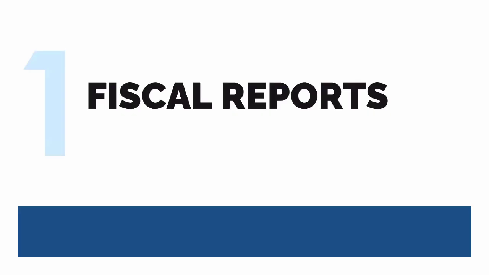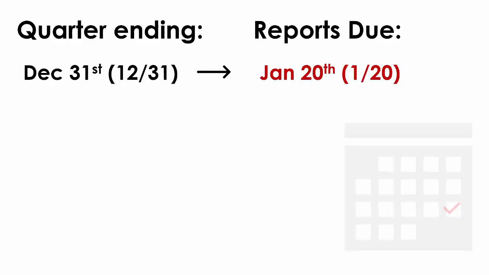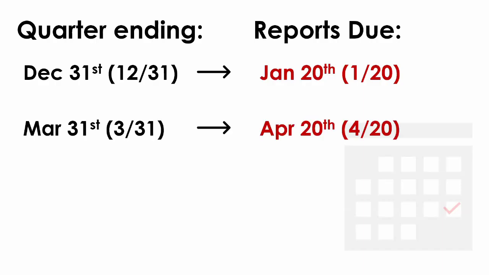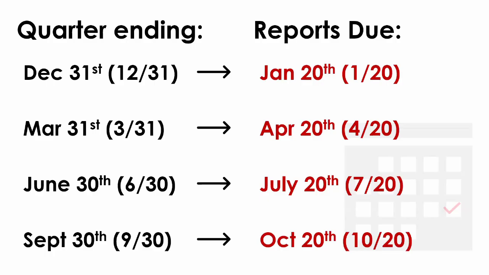First, we will go through how to submit a fiscal report. Here's a quick reminder about due dates. Project periods that end December 31st have a quarterly report due date of January 20th. Quarters that end March 31st have a quarterly report due date of April 20th. Quarters ending June 30th have a quarterly report due date of July 20th. And quarters ending September 30th have a quarterly report due date of October 20th.